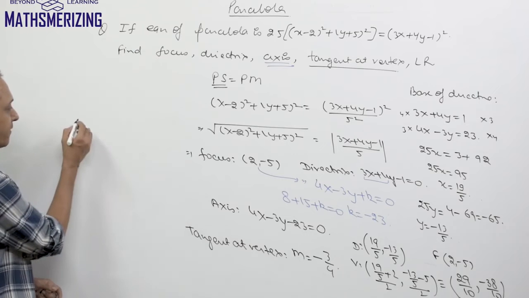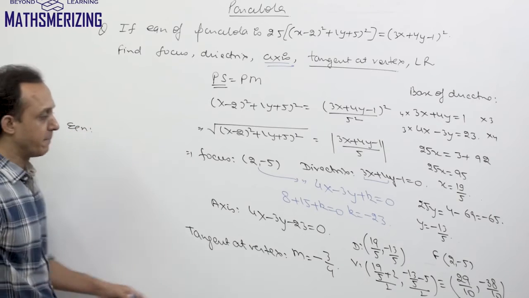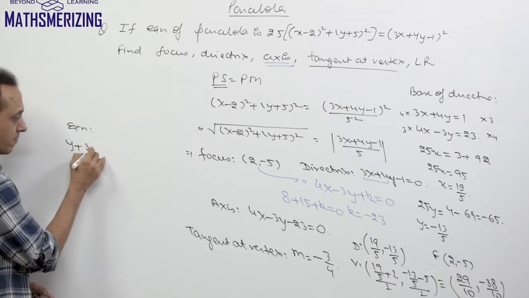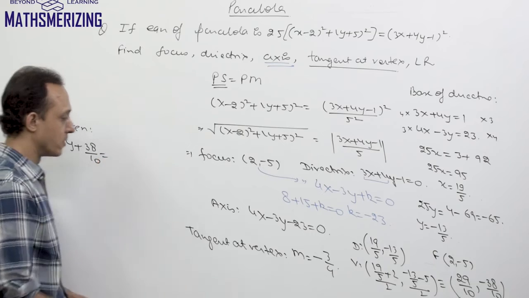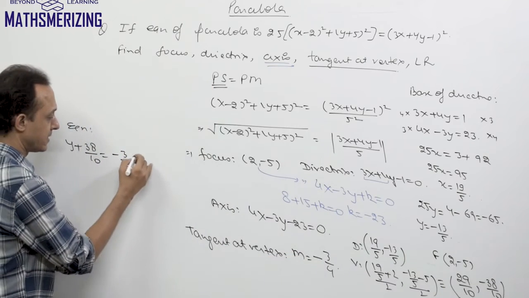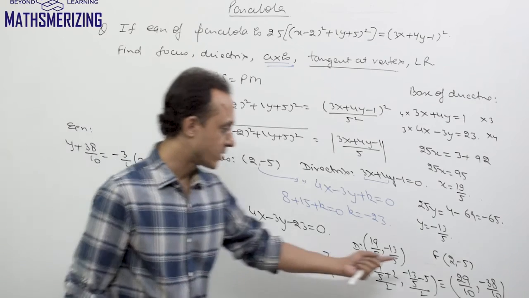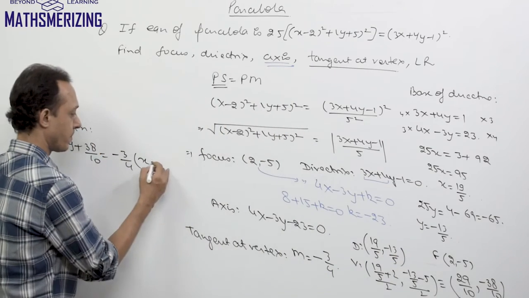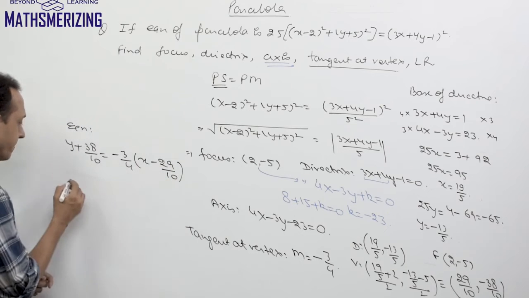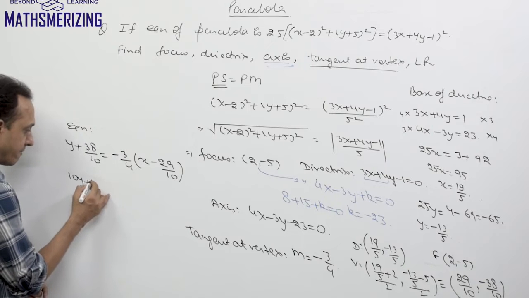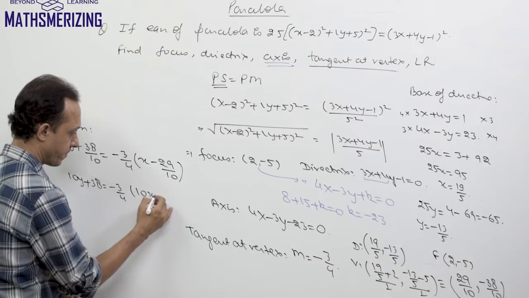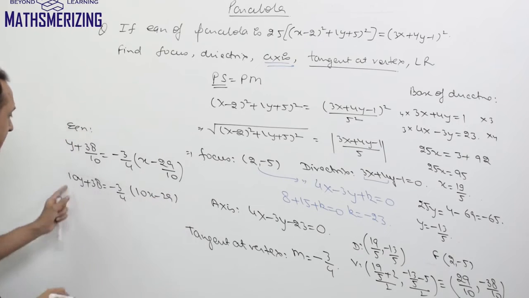Now we need to write the equation of this tangent at vertex. So the equation of the tangent will be y minus y1, so there will be y plus 38 by 10 equals to, what is the slope of this line? The slope of this line is minus 3 by 4, and then x minus x1. So there will be x minus 29 by 10. So I'll simplify, right? 10y plus 38, and this is minus 3 by 4 times 10x minus 29.